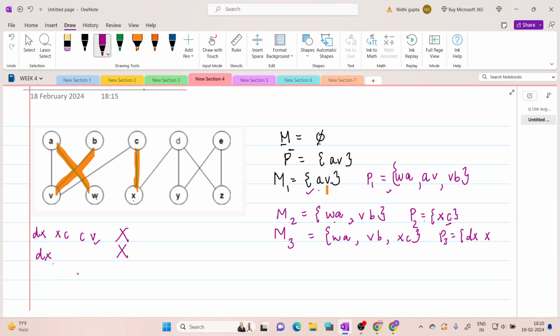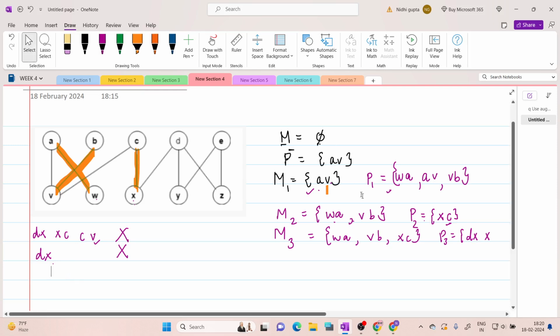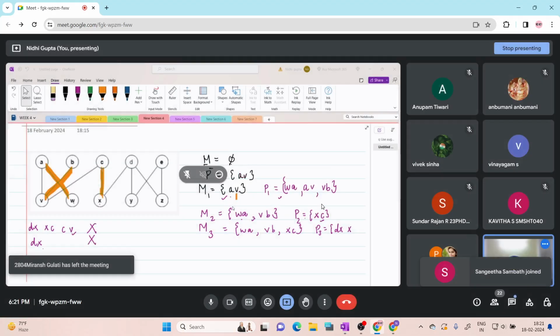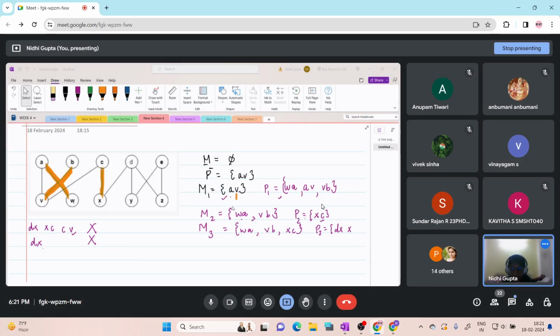So can anybody else give an augmenting path? Is there any augmenting path with respect to M3? There should be one. If there is no augmenting path, then we have to claim that this is the maximal matching. So is there any augmenting path with respect to M3?